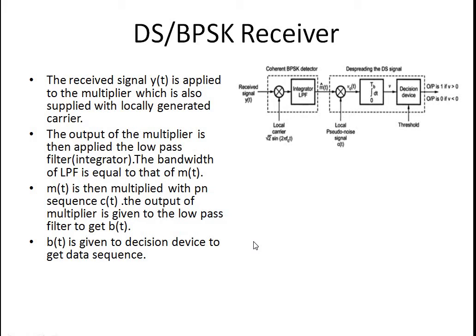At the direct sequence BPSK receiver, the received signal y(t) is applied to the multiplier, which is also supplied with a locally generated carrier. The output of the multiplier is then applied to the low pass filter. The bandwidth of the low pass filter is equal to m(t). Then this m(t) is given to the second multiplier, where it is multiplied with the PN sequence c(t). The output of the multiplier is given to the low pass filter. The bandwidth of this low pass filter is equal to b(t). Then this b(t) is given to the decision device to get the data sequence.